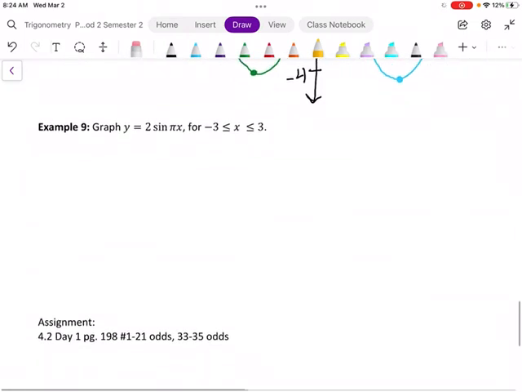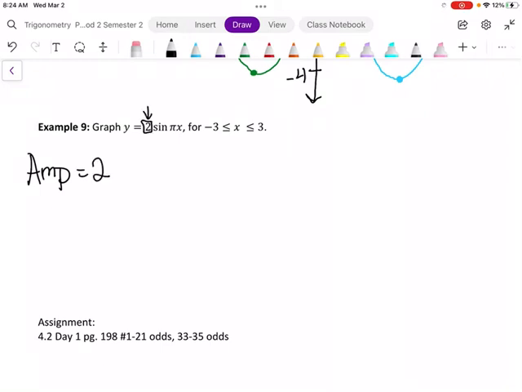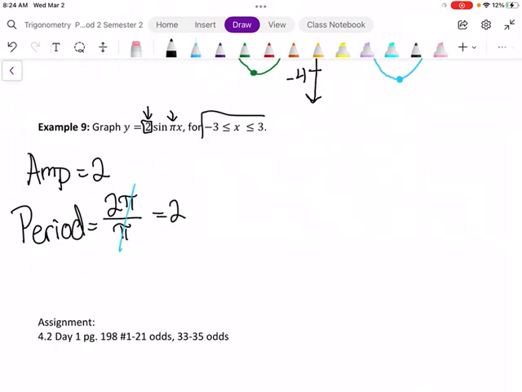All right, so moving on to our next example. We're going to graph y equals 2 sine of pi x. So our amplitude for this one is going to be 2. So we're going to go up to 2 and down to -2. Our period is 2 pi over our b value, which this time is pi. And that's okay. It doesn't change the way we're going to do this graph. So the pi's just simplify, and we have a period of 2. And we're going to go from -3 to 3.